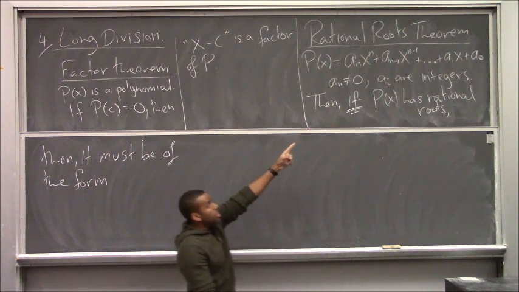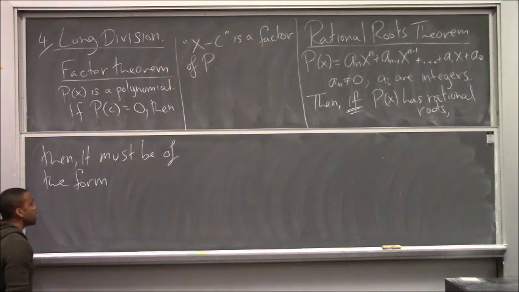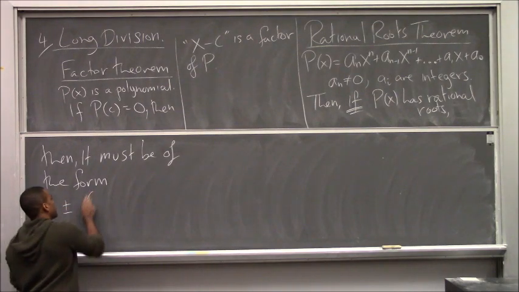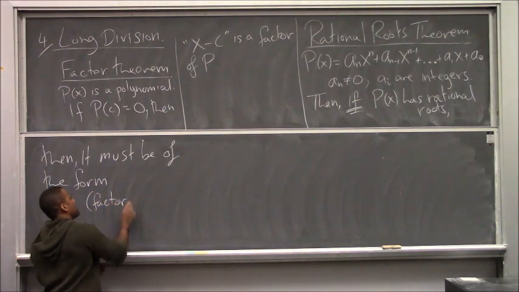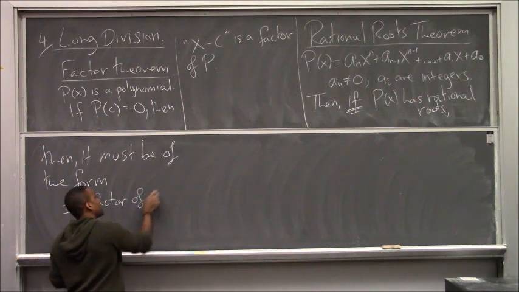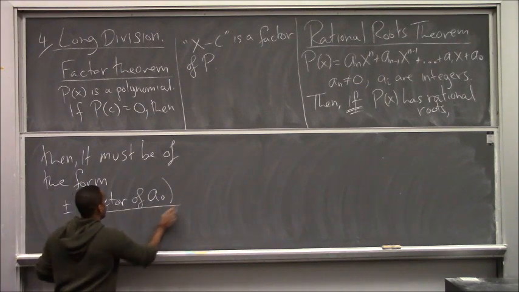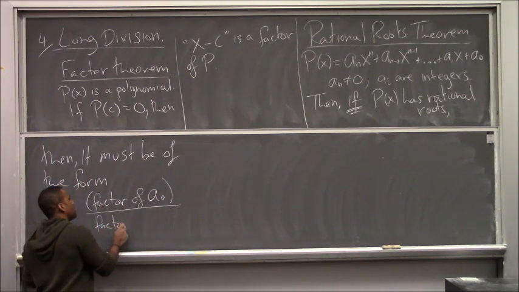Okay, so if you have a polynomial, if rational roots exist, it must have this form. It must be plus or minus a factor of the constant term divided by a factor of the leading coefficient.